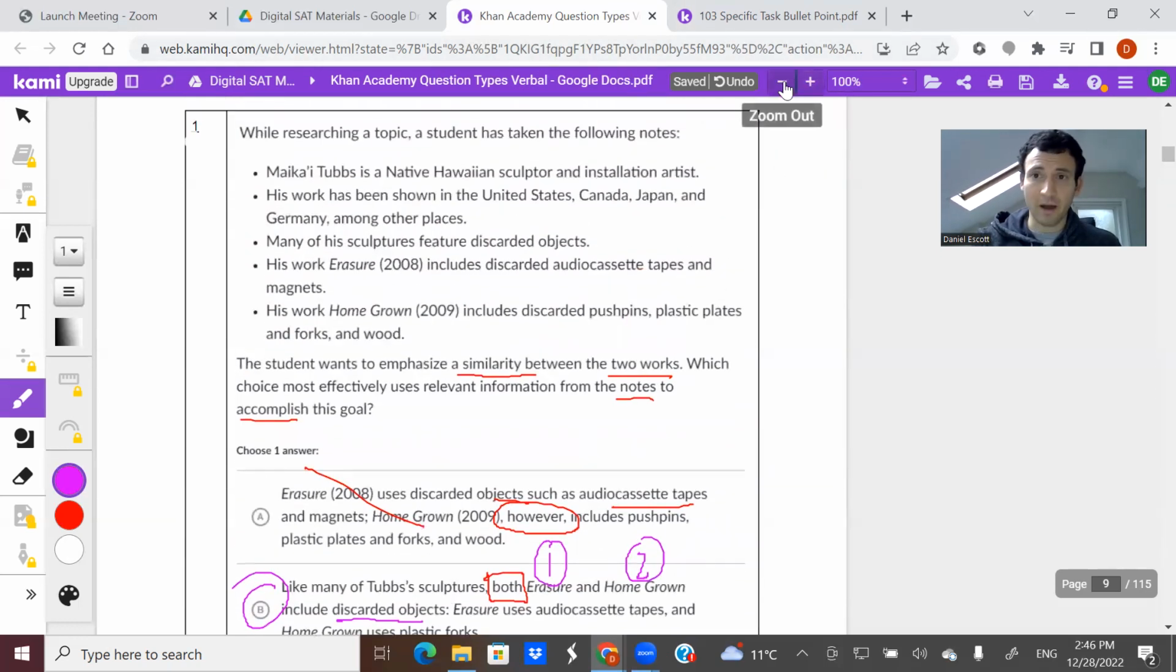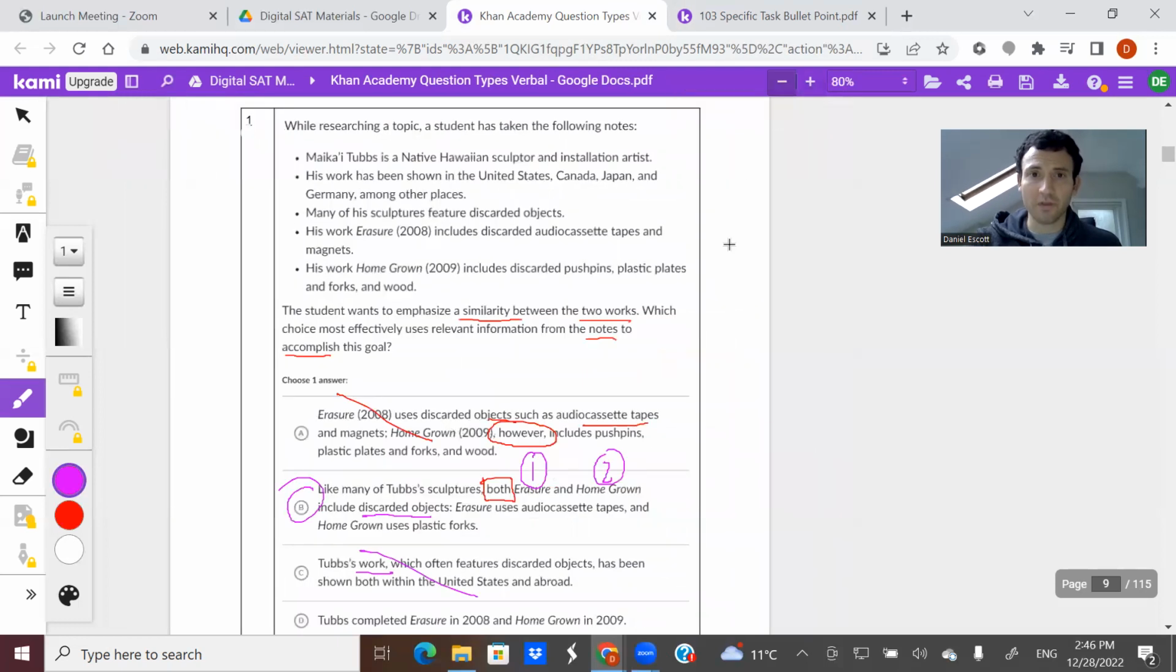There they are. I'll zoom out, see if that changes anything for you. Tubbs is a native Hawaiian sculptor. His work has been shown all over the world. Many of his sculptures use discarded objects. This piece of work was made from tapes and magnets. This other one was made from other miscellaneous objects. Okay, didn't really add anything, did it? So let's look at the next one.